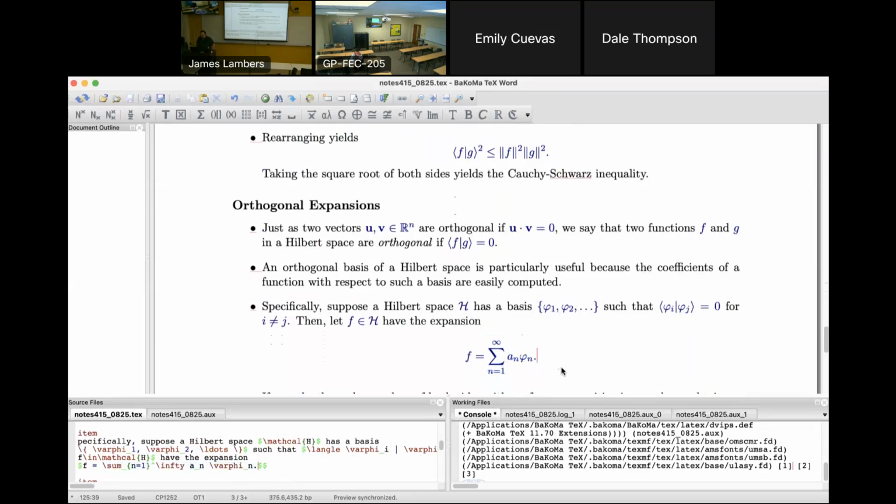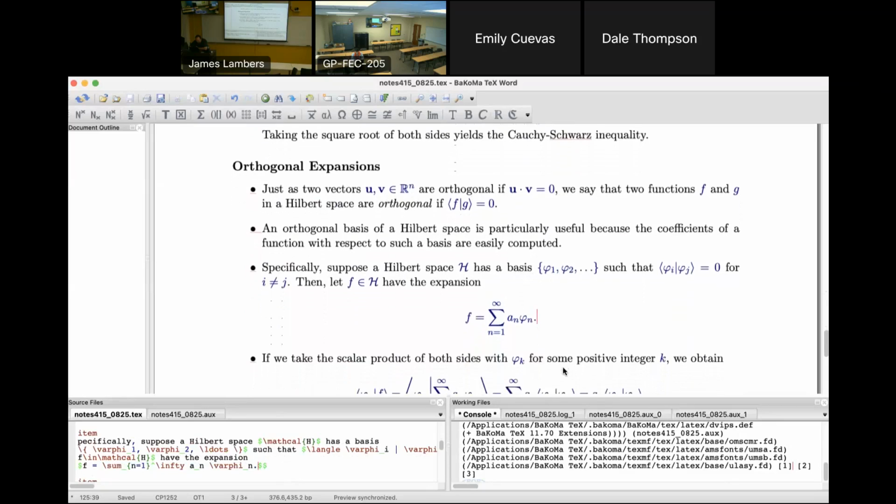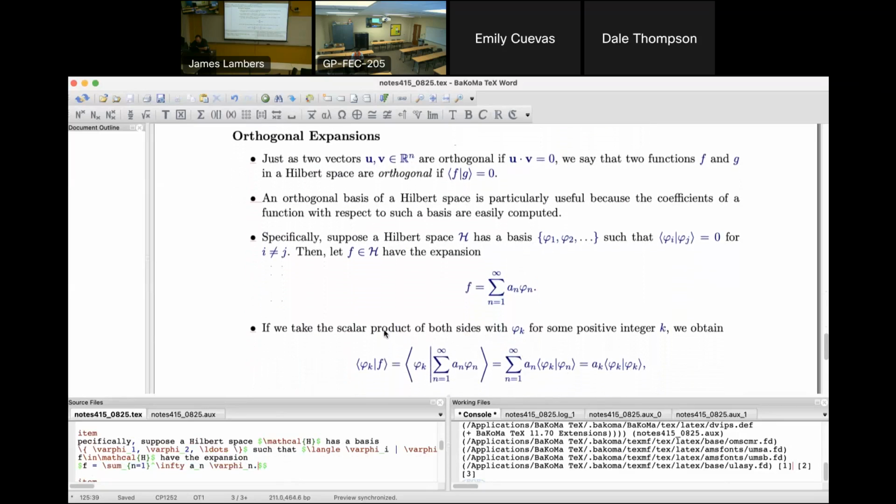Now, normally, if you just have any old basis, finding these coefficients could be quite difficult. You may have a system of linear equations to solve. But things simplify considerably when the functions are orthogonal. Here's what you do. You take the scalar product of both sides of this equation with one of your basis functions. So I choose phi k. Notice the index needs to be different from n.